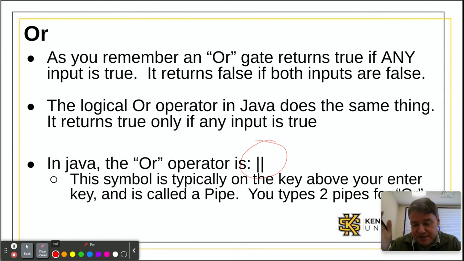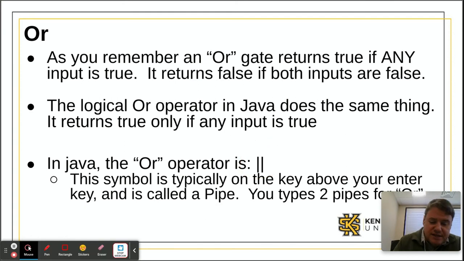On my keyboard, it's a single line. On yours, it may be two. So usually it's the shift of the key above the enter key, and you type two of them to do an OR. All right, so let's take an example of an OR.